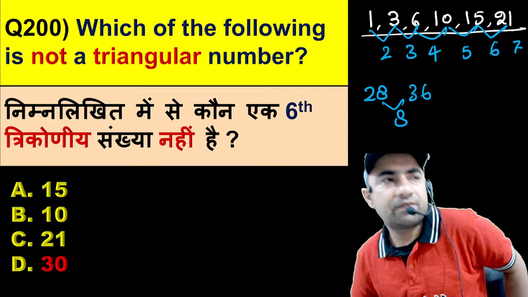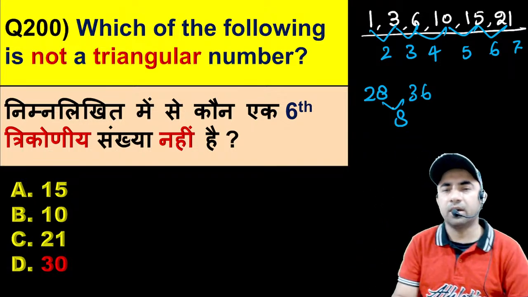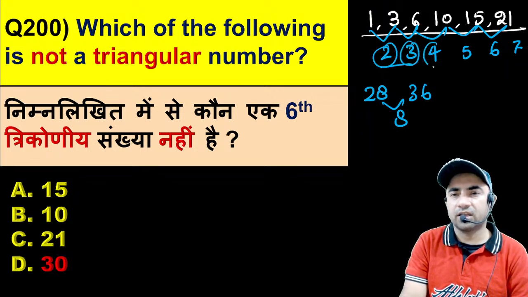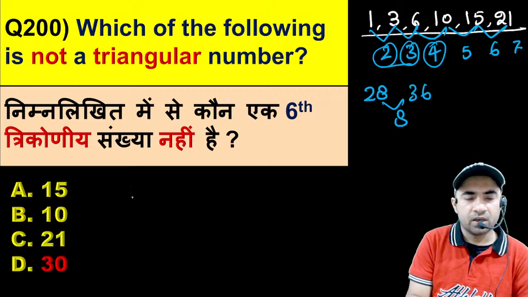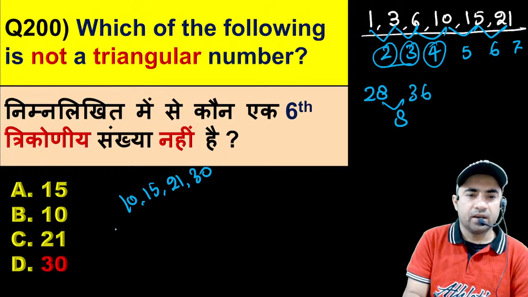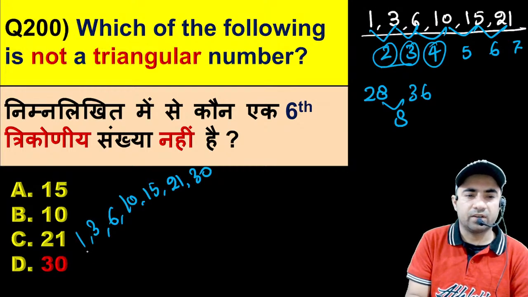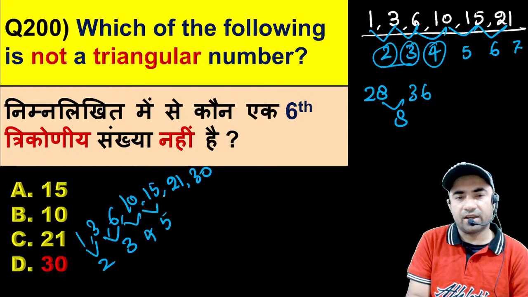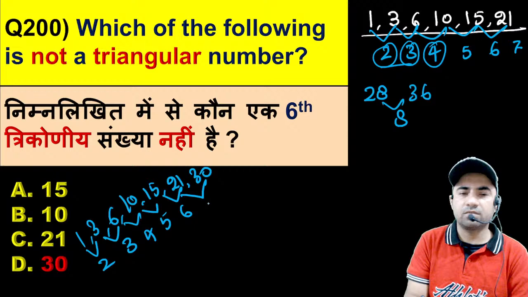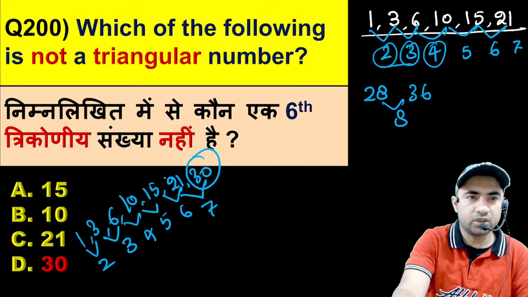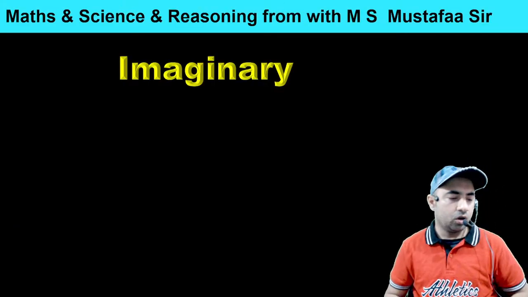The differences of consecutive triangular numbers form a pattern. The difference is 2, then 3, then 4. So you can see here we have 10, 15, 21, and 30, right? Before 10 we have 6, before 6 we have 3, and before 3 we have 1. Here the difference is 2, then 3, then 4, then 5, then 6. So here the difference must be 7, but here the difference is 9. That's why 30 is not a triangular number, and that is the correct answer. Next question.